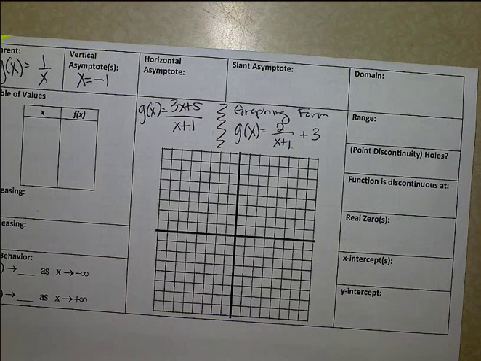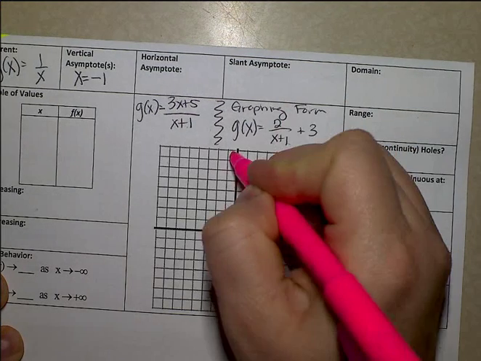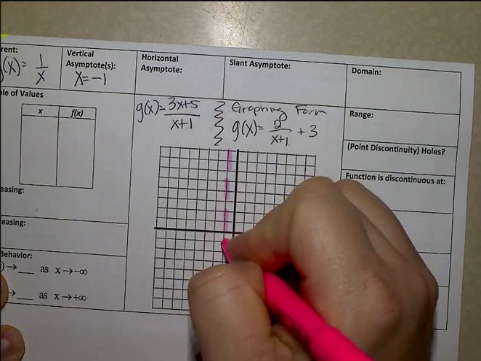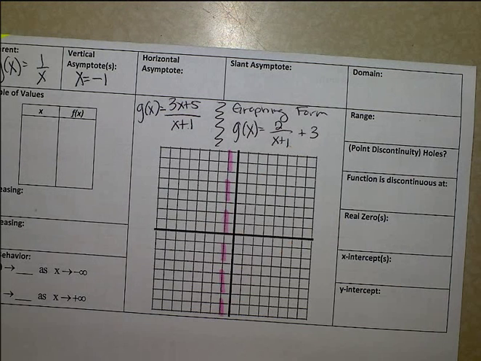Take your highlighter, make the dashed lines, and x equals negative 1.